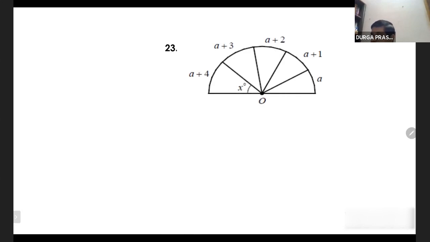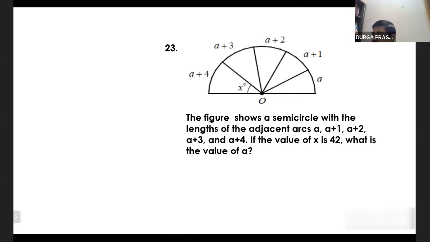So now you take this, that is over. Next question, he gave x degrees. This is a plus 4. This is a semicircle, so this is a plus 3, a plus 2, a plus 1, and a. The value of x is 42 degrees. The figure shows a semicircle with the lengths of the adjacent arcs a plus 1, a plus 2, a plus 3, and a plus 4. If the value of x is 42 degrees, what is the value of a?